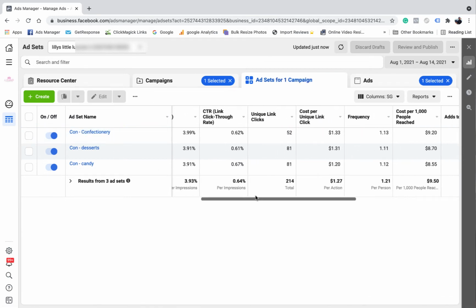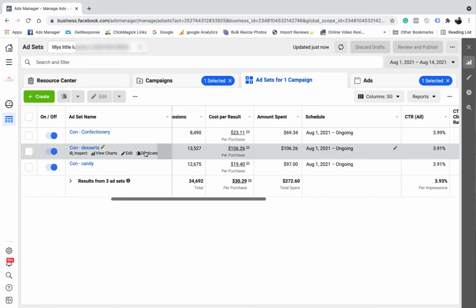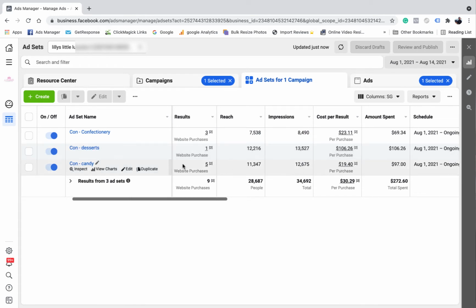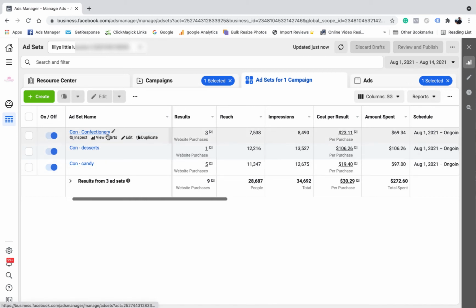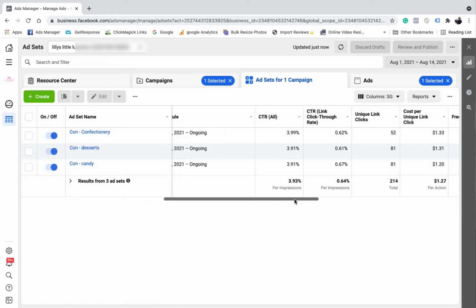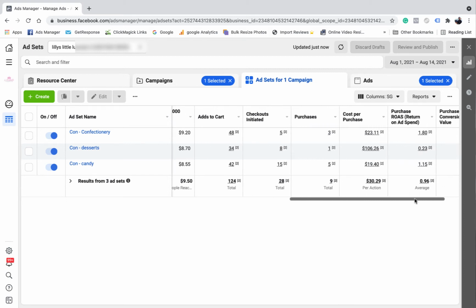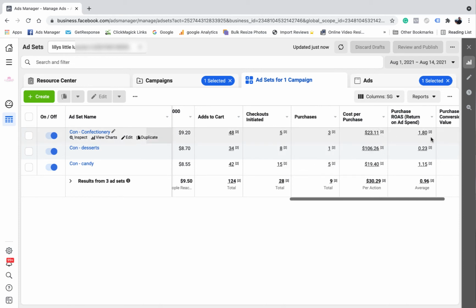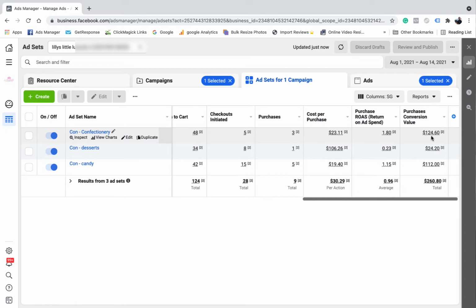And then we look at some of the results, and obviously some went a lot better than others. Only 1 sale for desserts, 5 for candy. Candy's obviously the one that's winning at the moment. Confectionery is 3 for $23. But then you've also got to pay attention to the ROAS, because even though these sales cost a little bit more, these people spent a little bit more money. We got $124 worth of sales out of those people, and we only got $112 out of these sales, even though we got 2 more sales. You've got to keep that in mind too when you turn ads on and off.